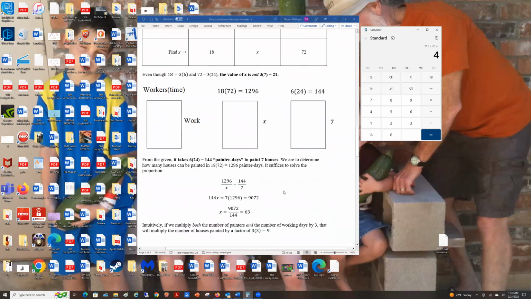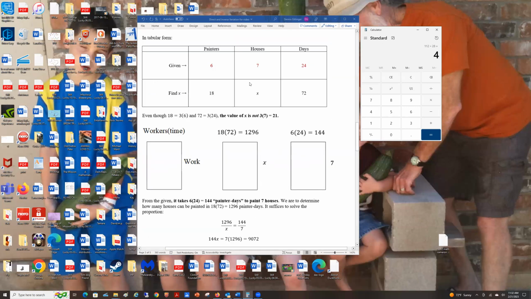All right, so I've worked this out. 1296 over X must equal 144 over 7. Again, cross multiply, 144X must equal 7 times 1296, which happens to be 9072. Divide it out and get 63.